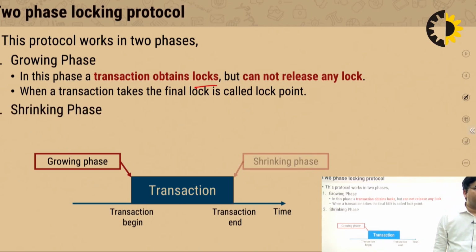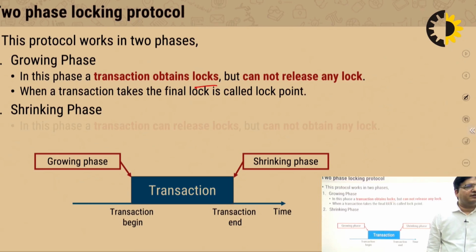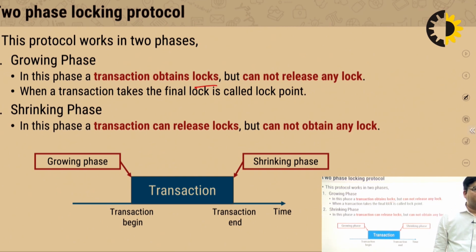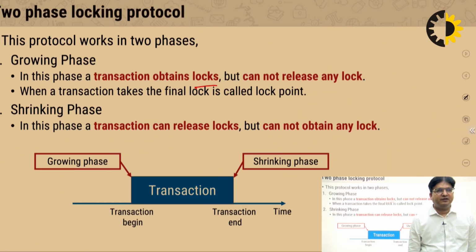Now, the second phase is the shrinking phase, which is towards the end of the transaction. In the shrinking phase, a transaction will release locks, but it cannot obtain any new locks. So in this phase, only locks will be released, but no new lock will be acquired. And so this phase is towards the end of the transaction.